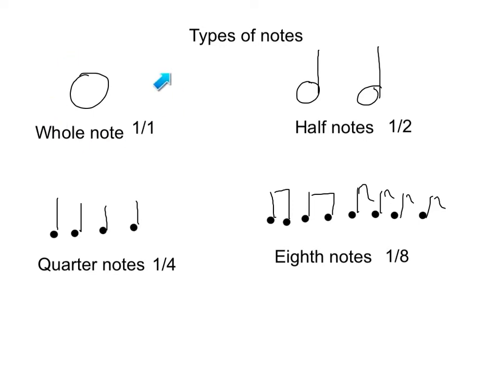And they get their name for how much they're worth in relation to the whole note. So the whole note is worth a whole, the half note is worth half of a whole note, quarter notes are a quarter of the whole note, and eighth notes are an eighth of the whole note. And you'll notice I have eighth notes drawn two different ways here. This is two eighth notes put together. This is what an individual eighth note looks like.